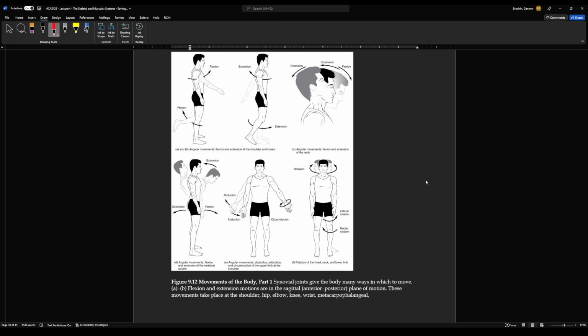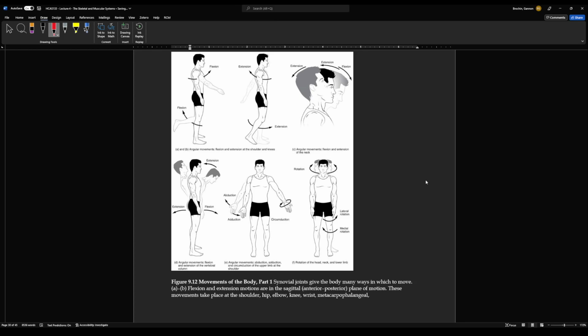Another big thing to talk about is abduction or adduction. I typically say them like that, the AB or the AD, because it's easier to understand. So abduction from anatomical position means I'm moving something away from midline, and adduction would then be taking something back towards midline. I'm adding it back.